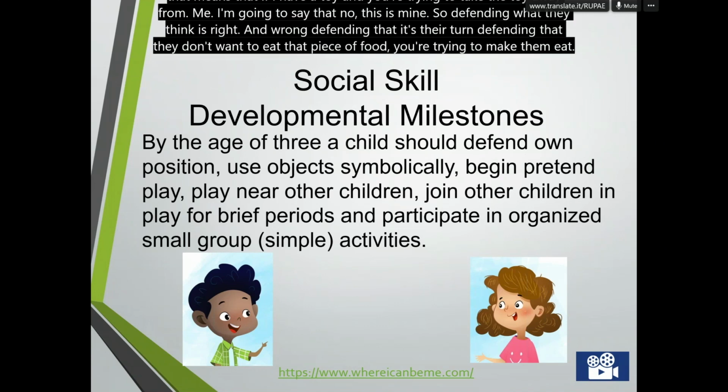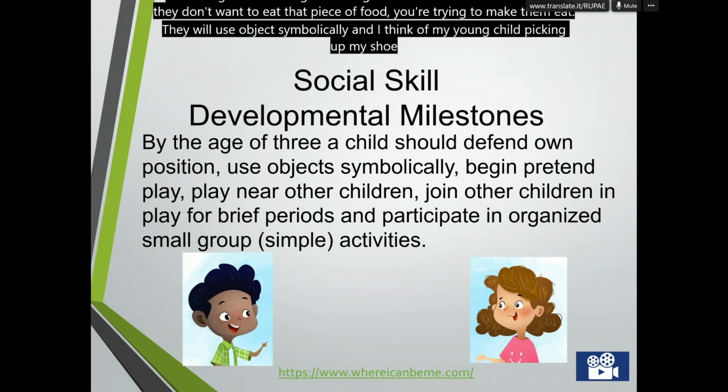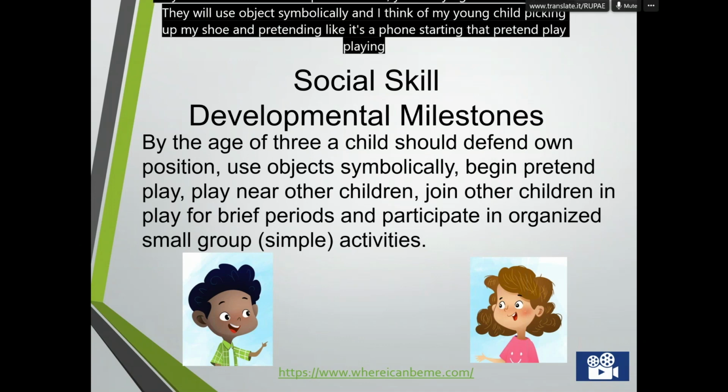They will use objects symbolically, and I think of my young child picking up my shoe and pretending like it's a phone, starting that pretend play, playing near other children, but not necessarily with them.